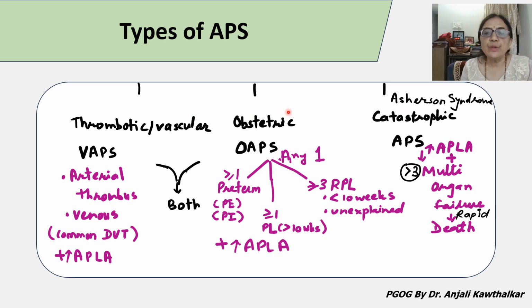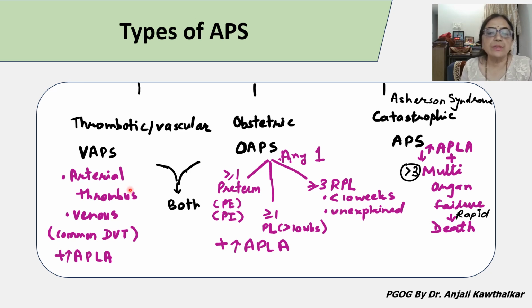Three types of antiphospholipid syndromes are described. First is called VAPS, vascular antiphospholipid syndrome, where there is a thrombotic or vascular component. It leads to either arterial thrombus formation or venous thrombus formation, and this is always associated with a rise in the antiphospholipid antibodies. Common venous thrombus formation is deep vein thrombosis, usually in the lower extremities, and common arterial thrombosis is in the central nervous system.